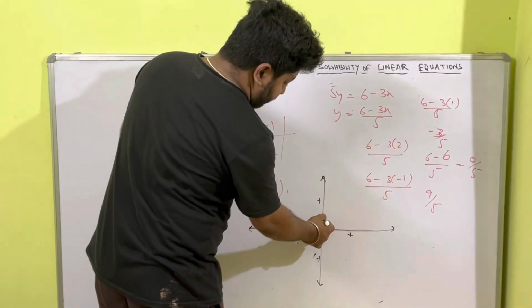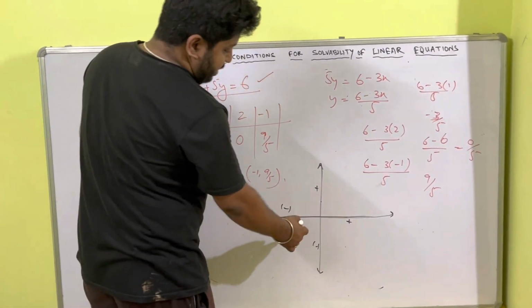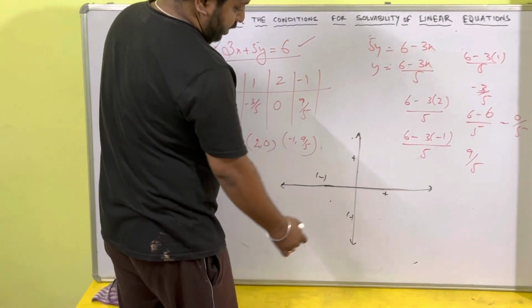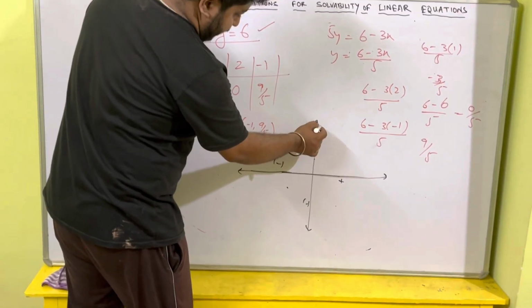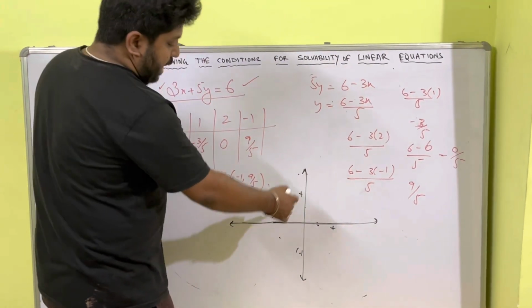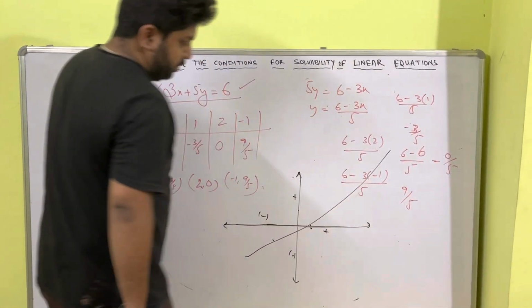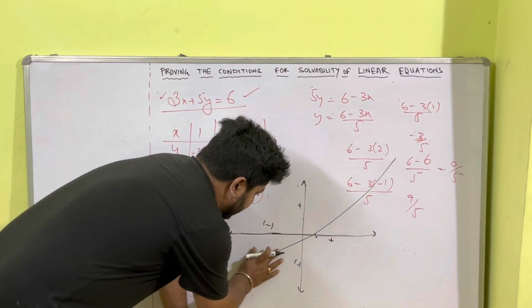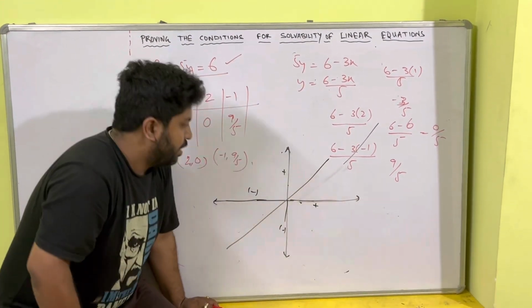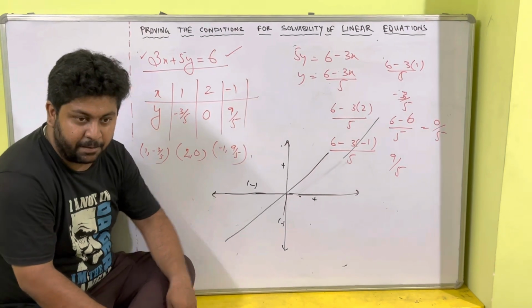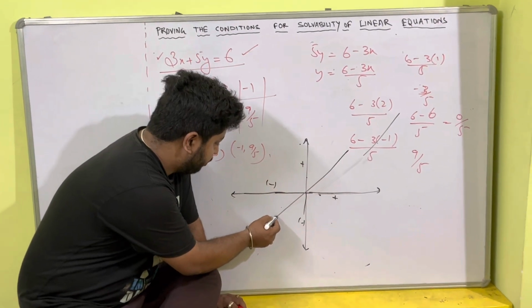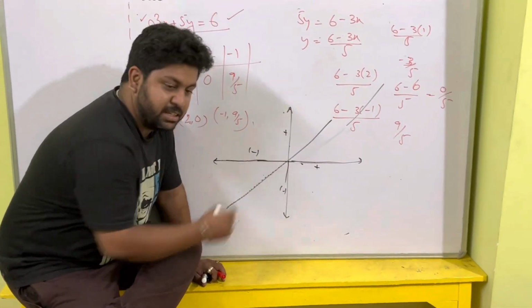Suppose 2 comma 0 will come here. And minus 1 comma 9 by 5 will come somewhere. 2 comma 0, x is 2, so 2 comma 0 will come here. And it will form a line actually like this. Now it has not become straight. Let me draw a straight line. So suppose this is a straight line. Now if you notice this straight line, there are infinite number of points in this straight line, yes or no? Do you agree with me? Yes. There are infinite number of points in this straight line.